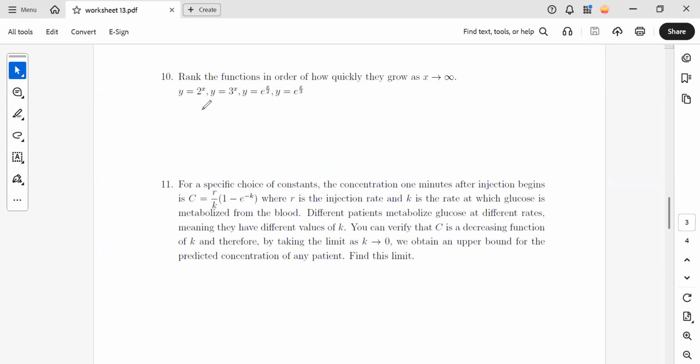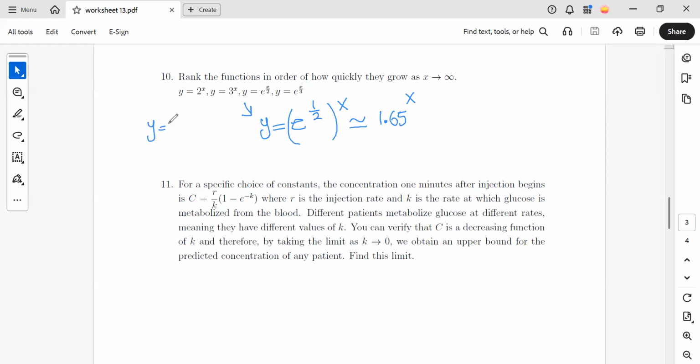So the first one is 2 to the x, the second one is 3 to the x, which are both exponentials. And the third one here is e to x over 2. We know that we can rewrite it as e to 1 over 2 to the power x. We know e is a number, and using a calculator, we can rewrite it as 1.65 to the power x. So keep this one.